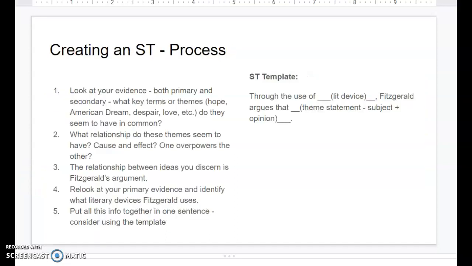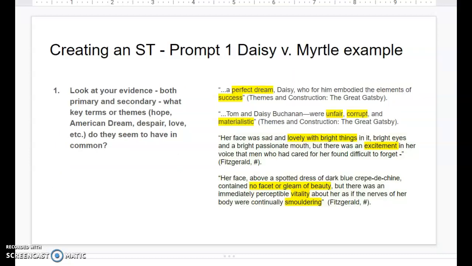Creating your support thesis is really, really important for your body paragraph because it guides the whole thing and the paragraph is really, really long. This slide has the entire process, step 1, 2, 3, 4, 5, and then a template for your support thesis. So let's go through an example. So say I want to compare Daisy and Myrtle in my practice paragraph 1.